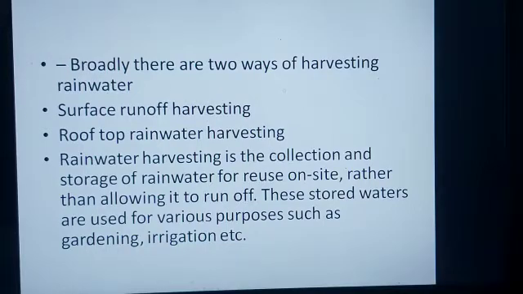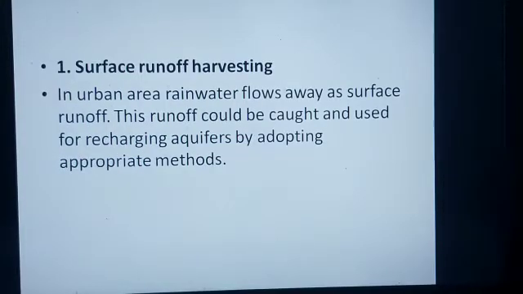In the place of that, why can't we collect some amount of that rainwater? We cannot collect all the rainwater, but some amount of rainwater that is falling on the clean surfaces of the rooftops, and then this rainwater is collected and then used for various purposes. And as I discussed just now, there are two methods of rainwater harvesting: surface and the rooftop.